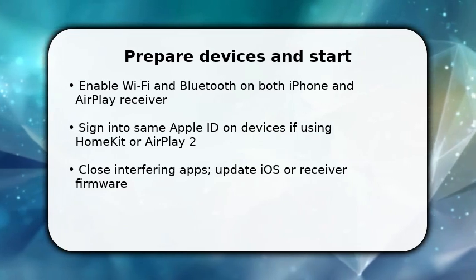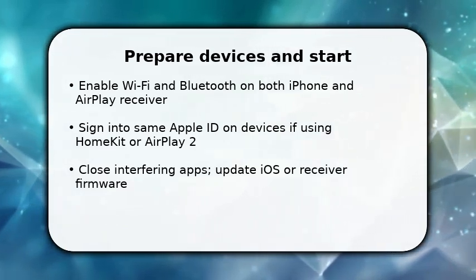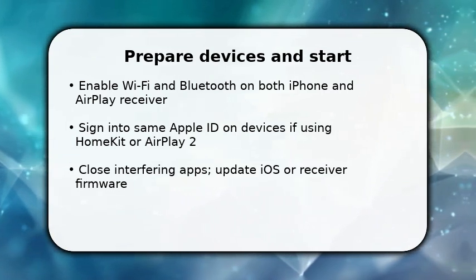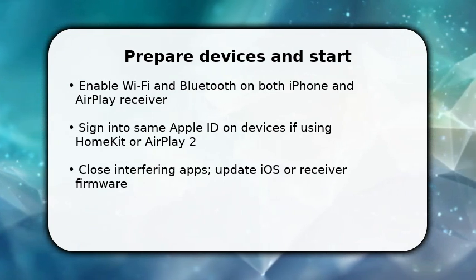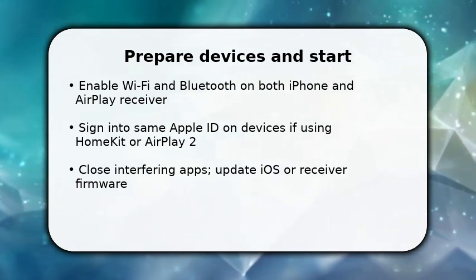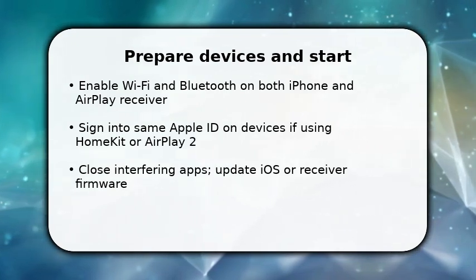You begin by verifying prerequisites. Make sure Wi-Fi and Bluetooth are on and your Airplay receiver is awake. On iPhone, open Control Center and tap screen mirroring to reveal targets. If you use Airplay 2 or HomePod, sign into the same Apple ID so multi-room playback works reliably.